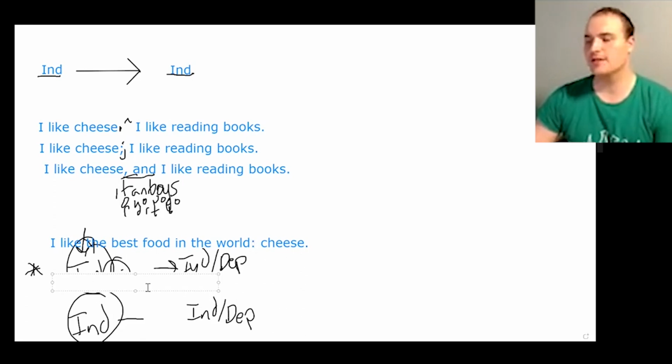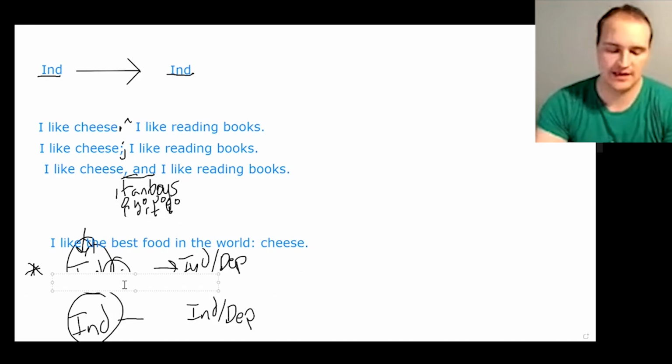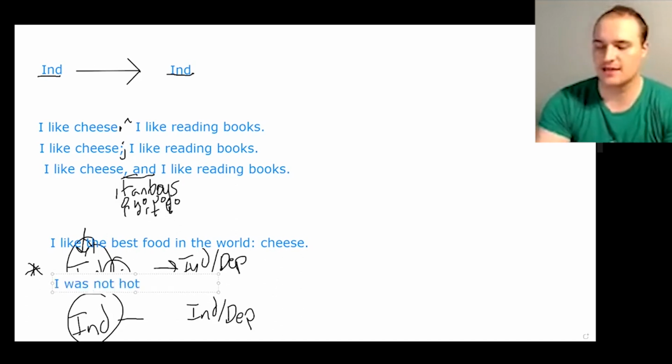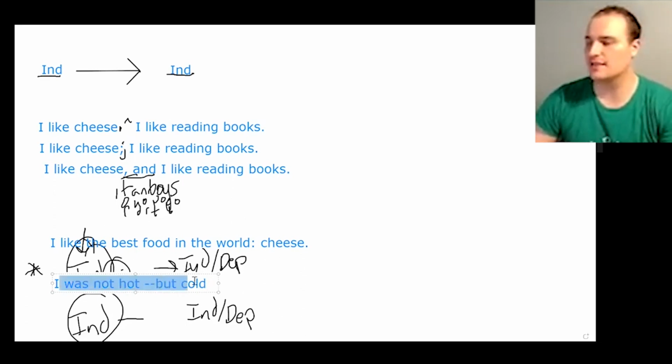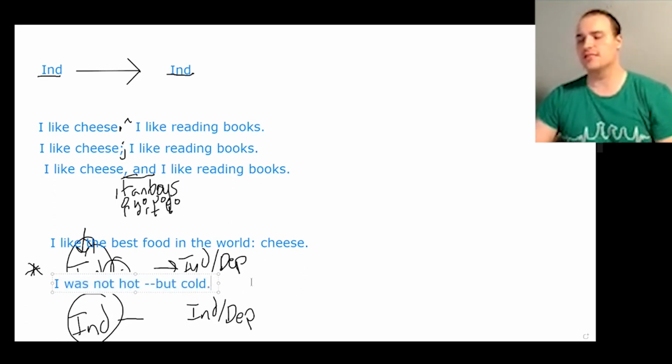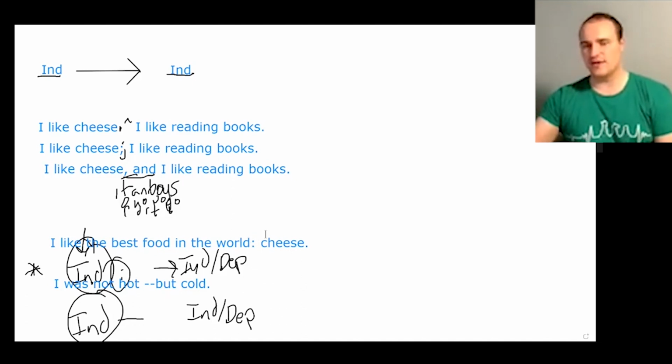independent clauses can be connected to independent or dependent clauses with colons. Now, also, you can do the same thing with em dashes, but em dashes are more for emphasis. Like, I was not hot, em dash, which kind of looks like this, but cold. It's like longer than a normal dash. All right, I was not hot, but cold gives you emphasis. You could also say something similar, like, there were 5 people at the restaurant. Maybe you could say there were 5 people at the restaurant, colon. And then you'd list the names of the 5 people.